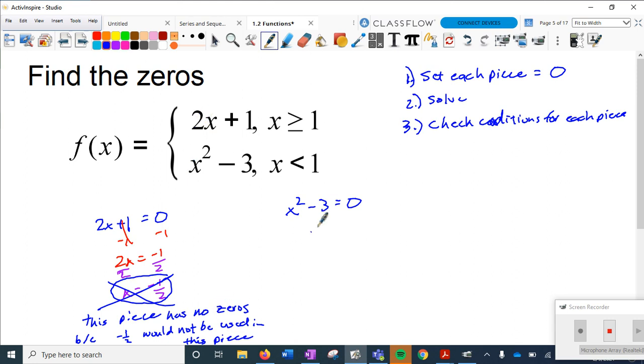Okay, that's what you have to do. So you set each piece equal to 0, you solve, then you check the conditions for each piece to see if you keep that zero, you keep that solution for x. Okay, let's do the next one.